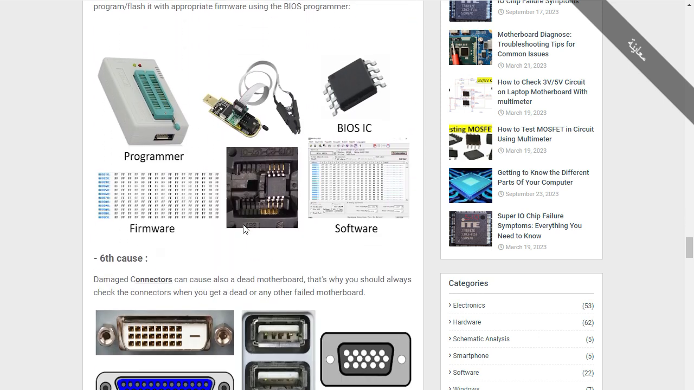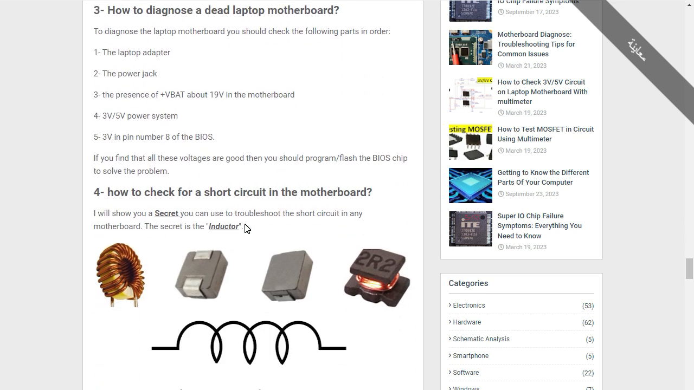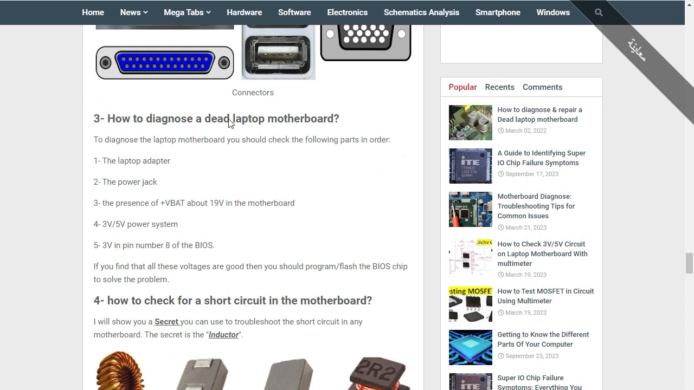Okay, we have seen the BIOS, and let's see, yes, here, how to diagnose a dead laptop motherboard. We have seen that. In this part, how to diagnose a dead laptop motherboard. To diagnose the laptop motherboard, you should check the following parts in order.